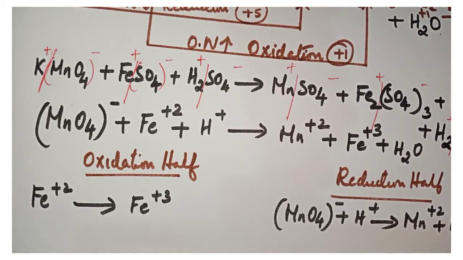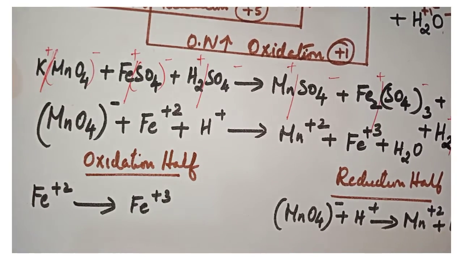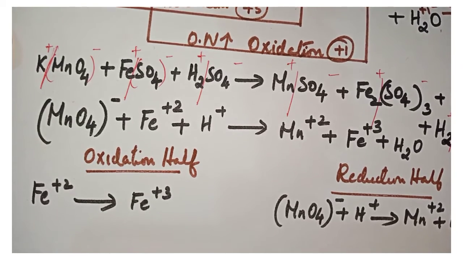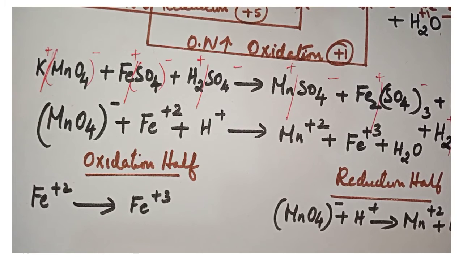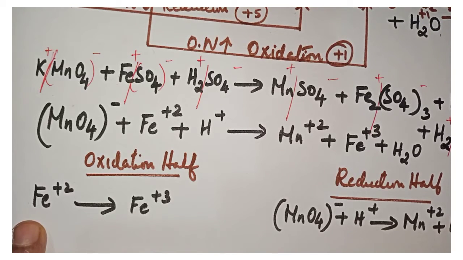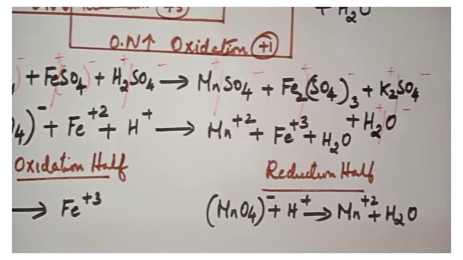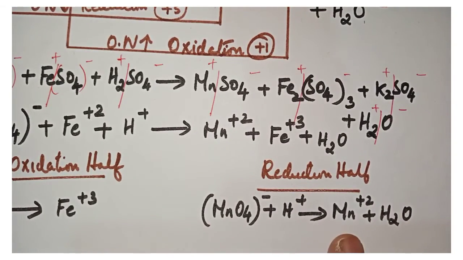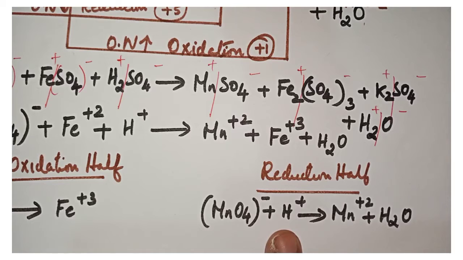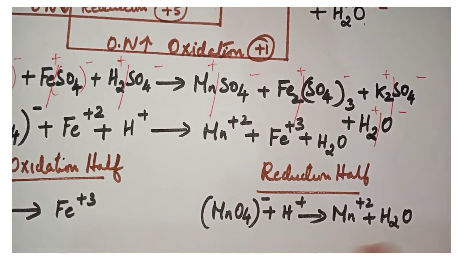Now what should I do? Now I have to balance all the elements leaving oxygen and hydrogen. So let us see the balancing. Here one Fe, here also one Fe, so that is balanced. Now in the reduction half, here one manganese, here also one manganese, that is balanced. Now here one hydrogen, whereas here two hydrogen. Here one oxygen, here four oxygen.